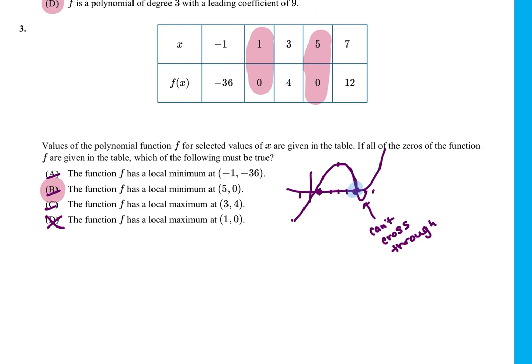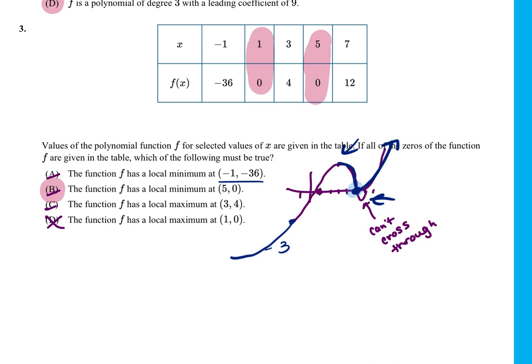Okay, and you would say that it has the local minimum at 5, 0. If you looked at all those points, like it said, the local minimum is at -1, -36. This could have kept going down. We don't know that. The second one said it has a local minimum at 5, which makes sense because it can't cross through here. It had to have bounced there and gone back up. That's a local minimum.